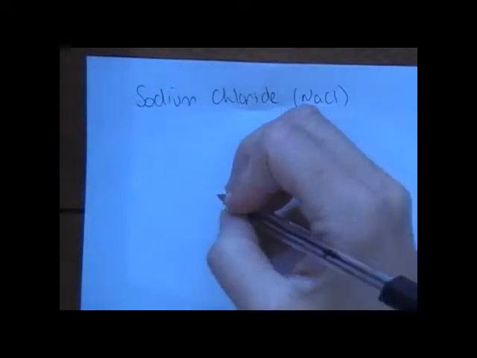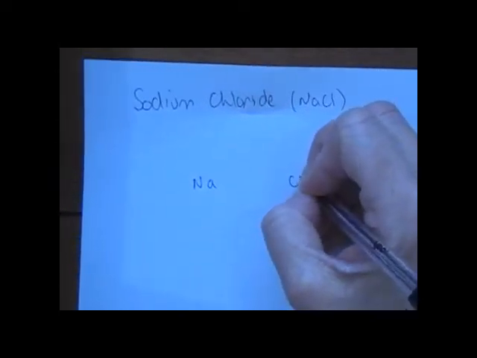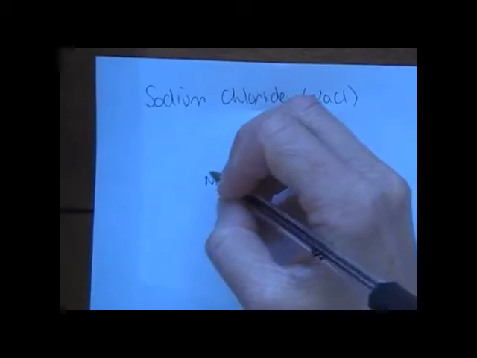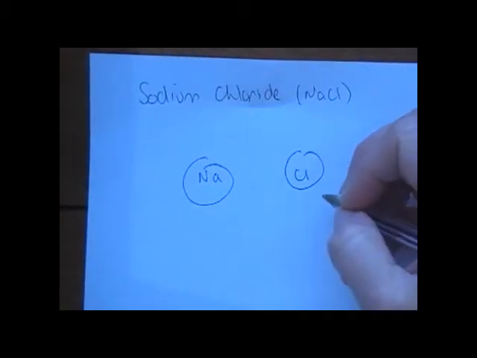Now it's your turn. Have a go at doing sodium chloride. As I mentioned before, make sure that you use just the outer shell. So I'm going to write down sodium and chlorine and 1 shell around each.